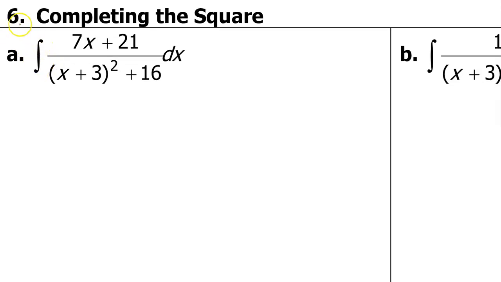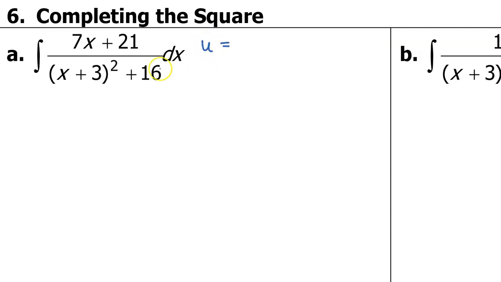The title of the 6th set of problems warns us that we will be completing the square as we go along. However, I don't think we will need to complete the square in part A. I see that the degree of the numerator is 1 and the degree of the denominator is 2. The denominator wins by exactly 1, which tells us that we will need to do u substitution.